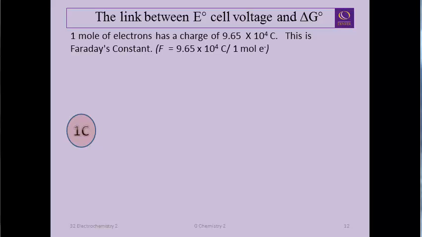That's a measurement we use. I'm not going to go into that a whole lot today because I just want to stay focused on this idea of voltage. But anyway, this is Faraday's constant, 9.65 times 10 to the 4 coulombs per 1 mole of electrons. That's something you should memorize.